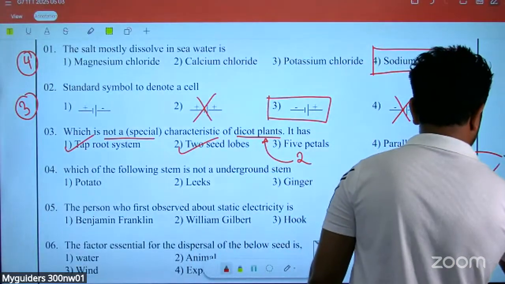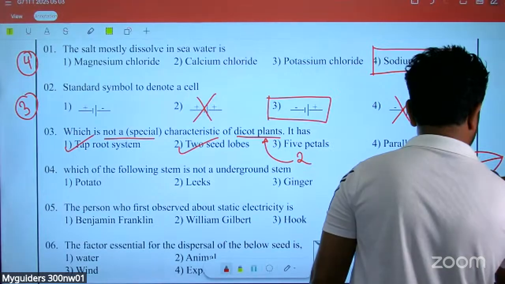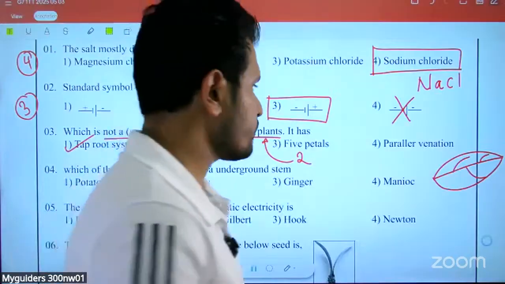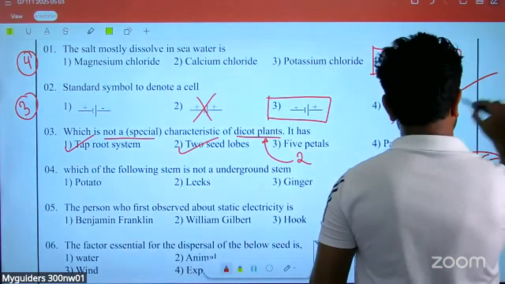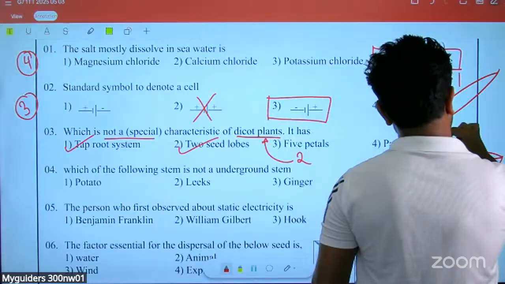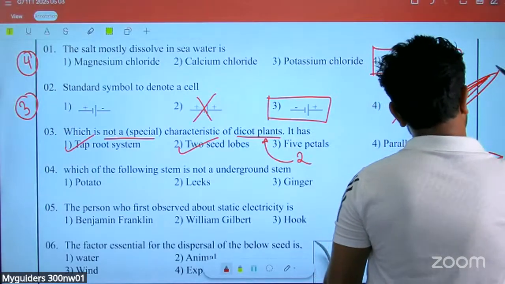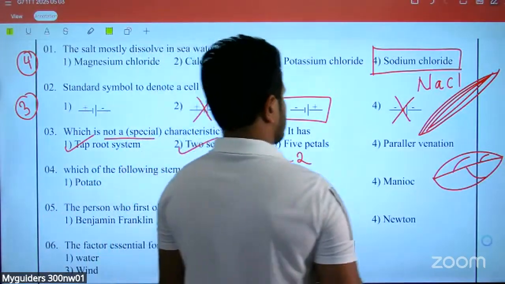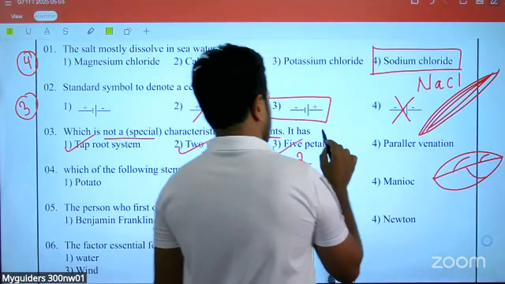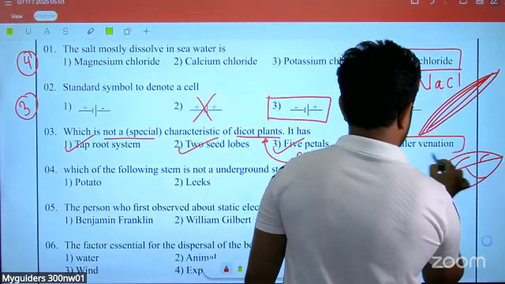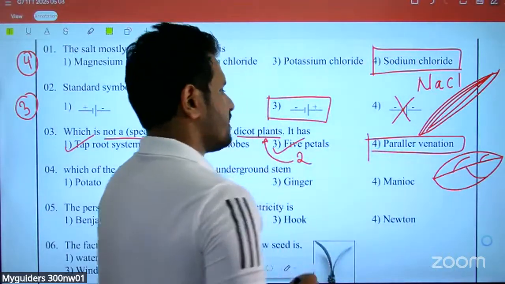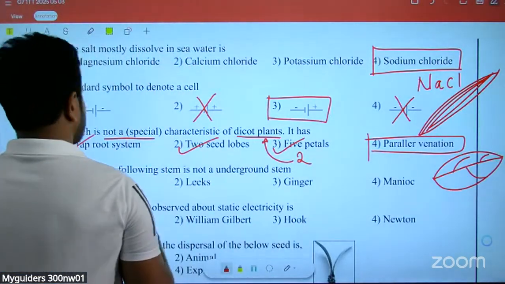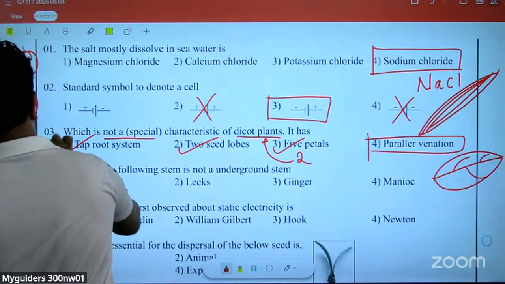You can observe a venation like this. This is not parallel, this is what I call reticulate venation. Parallel venation means, just consider a grass. The veins run like this. This is what we call parallel venation. So therefore, the answer should be parallel venation. So this is not a special characteristic of dicot plants. Fourth answer.